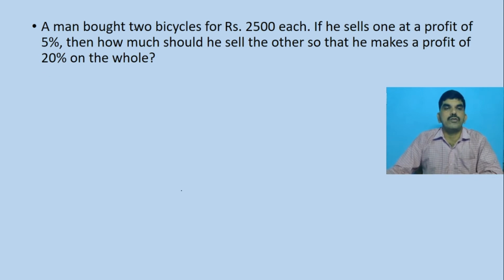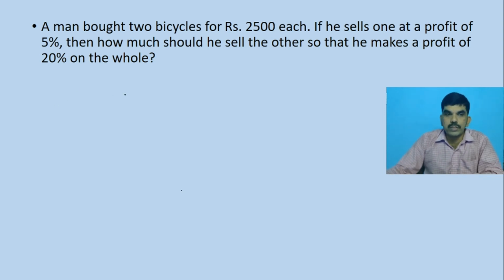A man bought two bicycles for 2500 each. If he sells one at a profit of 5%, then how much should he sell the other so that he makes a profit of 20%? Now, what does it mean? How much should he sell? So that this one. So what is the one selling price?